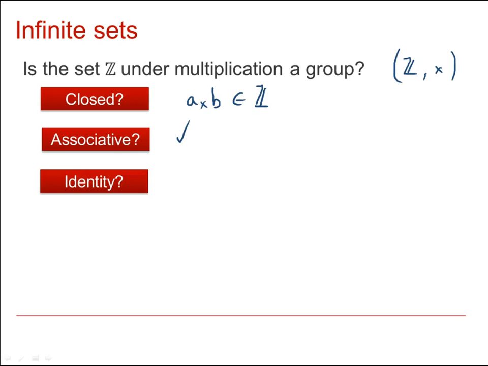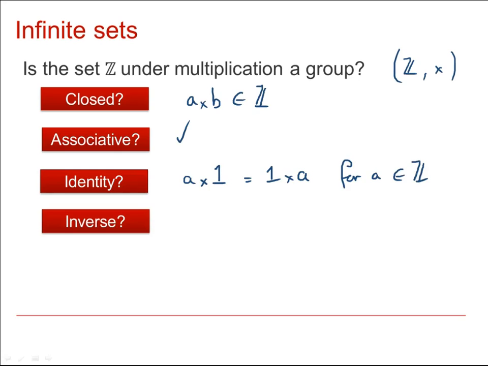And is there an identity? Well, for multiplication, 1 is the identity because a multiplied by 1 will be equal to 1 multiplied by a for all a that are in the integers.